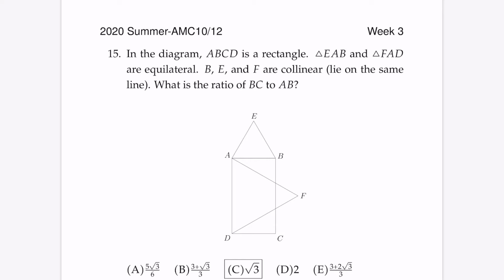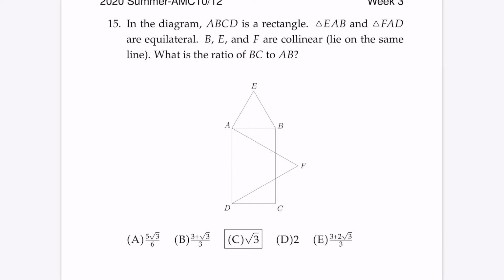Problem 15. In this problem, we assume that E, B, F are collinear. So let me connect these three points. The angle here is 60 degrees. The angle here is 30 because this angle is 60 degrees. As a result, here we have a right angle. So the triangle AEF is a right triangle.